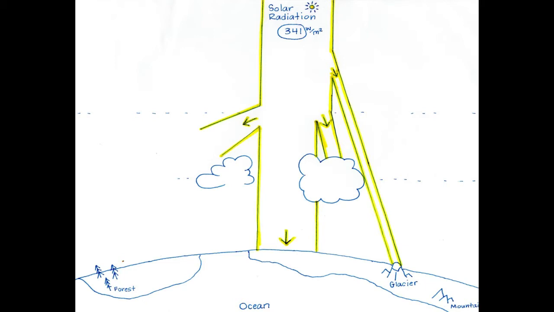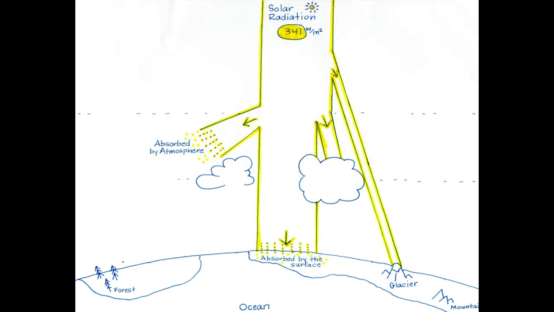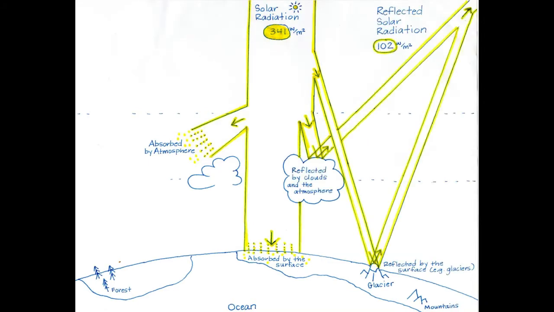Solar radiation can be absorbed by the atmosphere and absorbed by the surface. When we talk about the surface, we mean not only the crust, but also the air just above the crust in that very lowest level of our troposphere. Solar radiation can also be reflected by clouds and the atmosphere. It can also be reflected by the surface. This is especially true at features like glaciers, large snowfields, and large bodies of water.